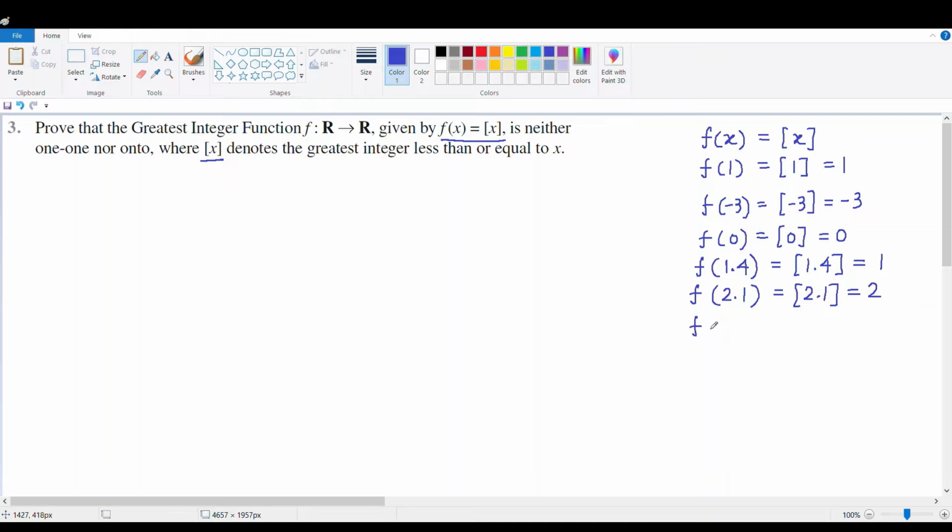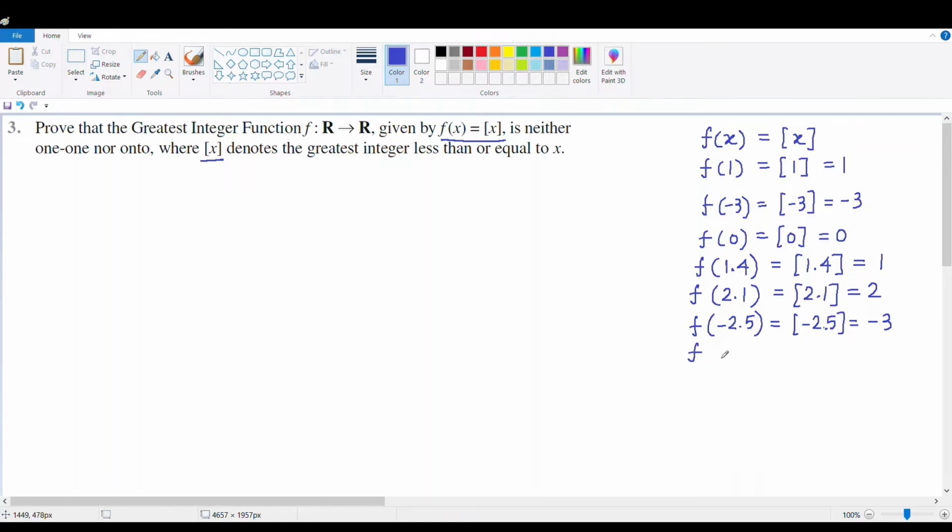Let's plug in a few negative decimals. Negative 2.5. Then the greatest integer of negative 2.5. So don't write negative 2. It must be negative 3. Why? Because it must be less than this number. If I write negative 2, then it won't be less than negative 2.5. That will be greater than negative 2.5. We can have the greatest integer which is less than this or equal to this. So it must be negative 3.